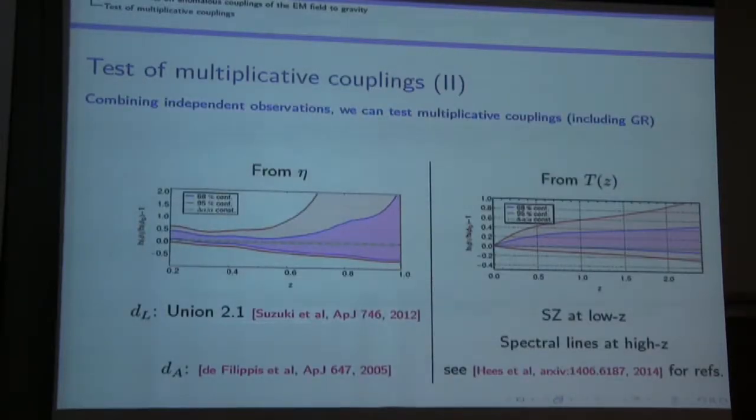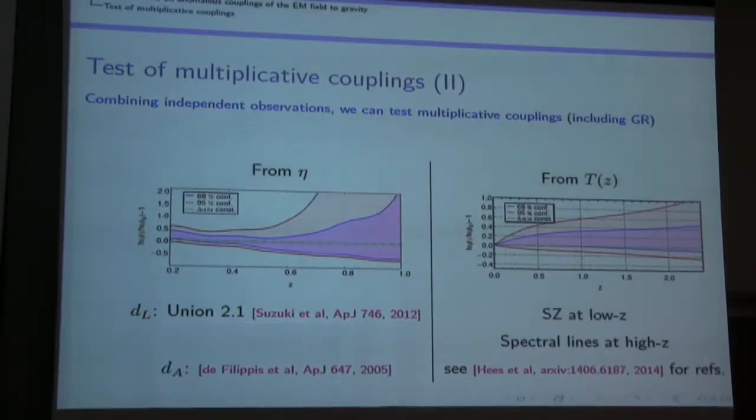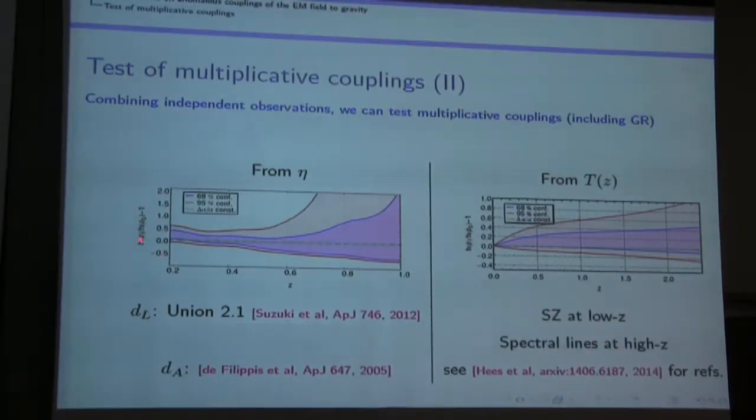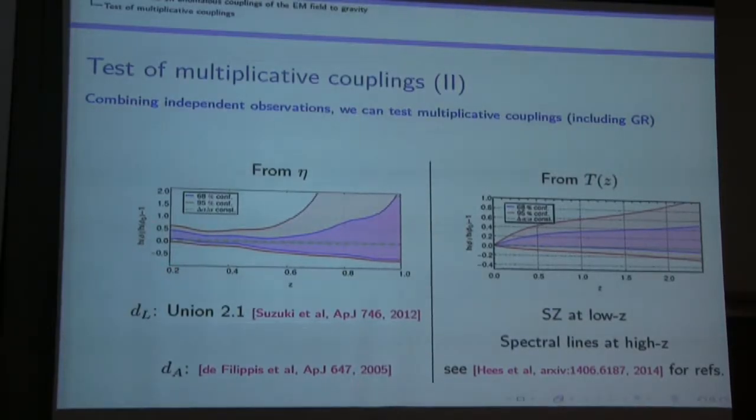So that's what we've done here. So let me explain a little bit what is represented. This is the relative variation of the coupling between redshift z and redshift 0 as a function of redshift, obtained from constraints on eta, so measurements of the luminosity distance and angular diameter distance, and from measurements of T of z using Sunyaev-Zeldovich at low redshift and spectral lines at high redshift.